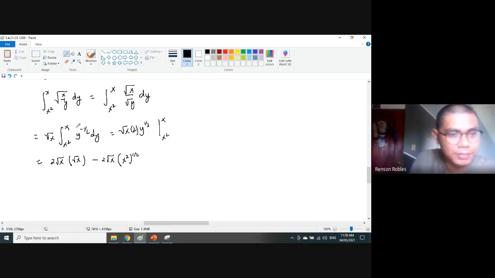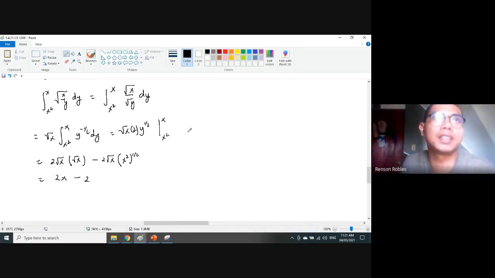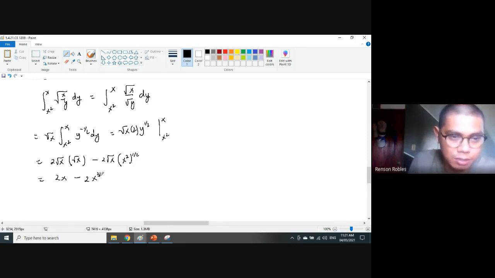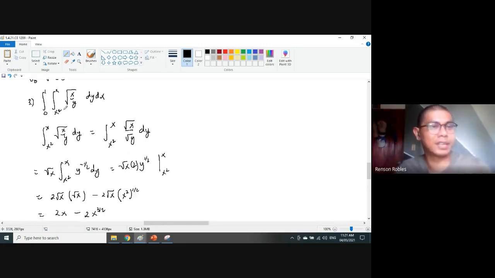All right. Then this will become 2x. Then this will become, y is x squared, raised to 1/2. So 2 times 1/2 is 1. 1/2 plus 1 is 3/2. So this is 2x raised to 3/2. And then let's just copy this part.